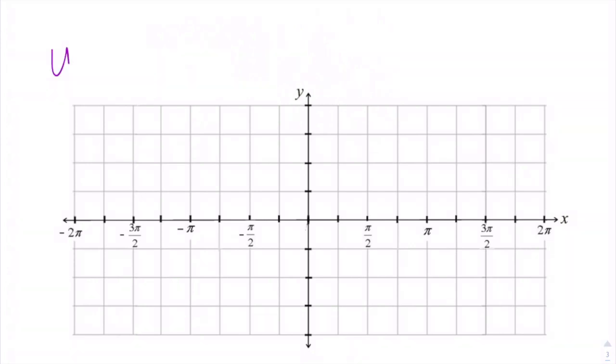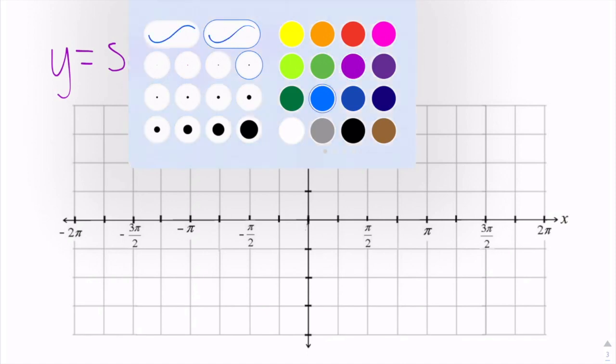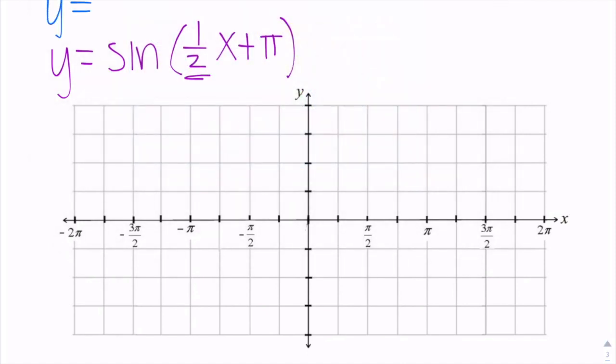Next is y equals sine of 1/2 x plus pi. If you remember from yesterday, you have to factor out that b value of 1/2. So we're going to write a different function with that factored out: y equals sine of 1/2 times x plus, and you do pi divided by 1/2. I'm going to write pi over 1 divided by 1/2. You keep this the same, multiply and flip, so you end up getting 2 pi. So that means that 2 pi will go right here.